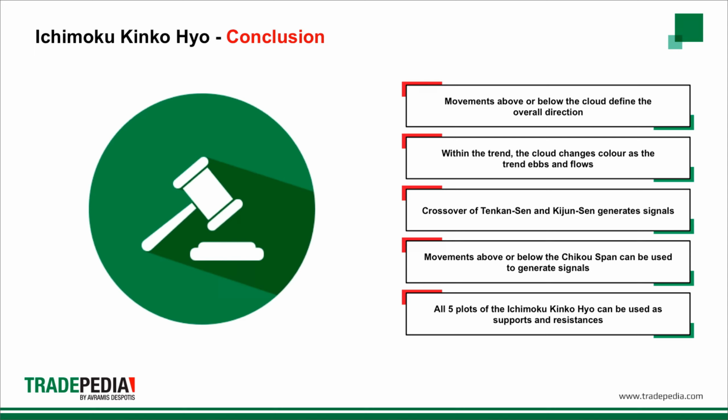So those are all 5 plots that we have for the Ichimoku cloud. They can be used as support and resistance areas. Personally, I rely more on the cloud itself, not so much on the Kijun-sen as well as the Chikou span. Do you guys have any questions so far?